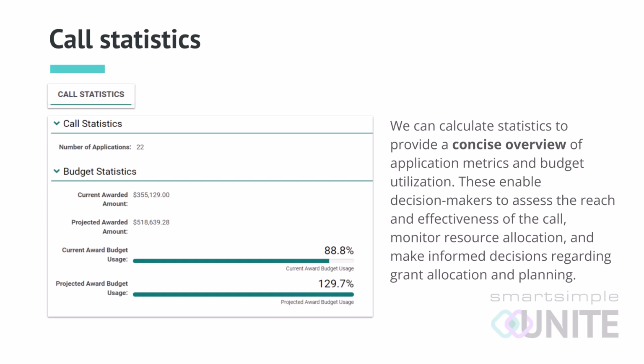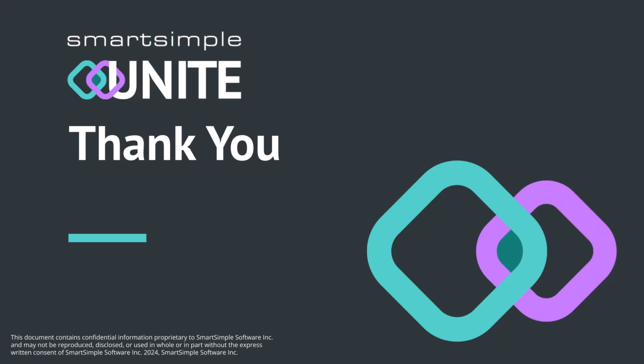In our demo instance, this includes key information such as the number of applications received, funding requested, budget allocations, and utilization rates. However, the information presented can be tailored to meet specific organizational needs and objectives. This data-driven approach enables organizations to assess the reach and effectiveness of the call, identify areas for improvement, and allocate resources strategically to maximize impact.